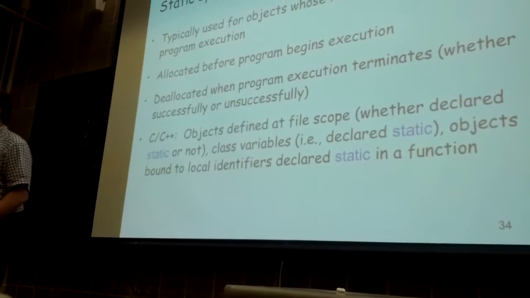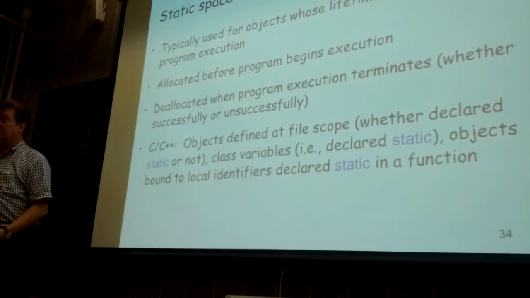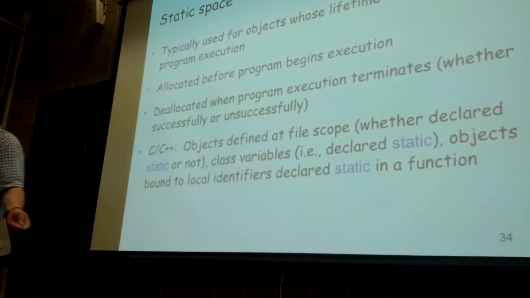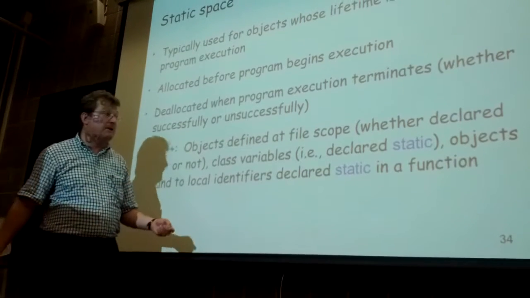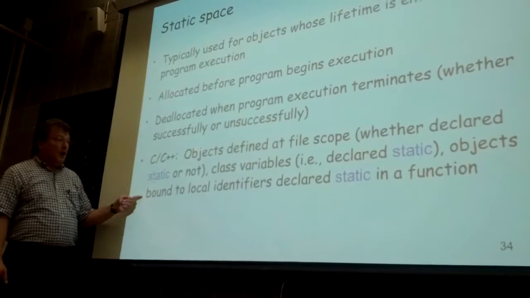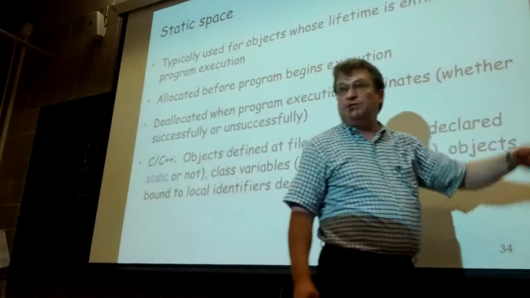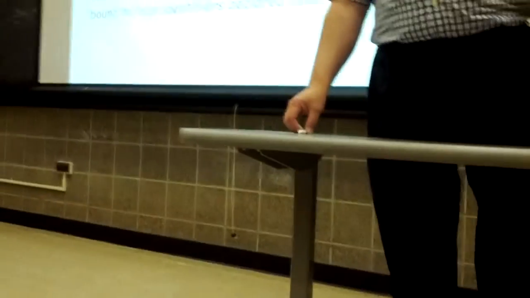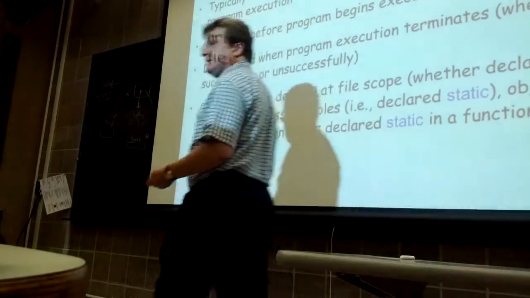Where is the static field allocated, in your opinion? In static space. Why? Because it has to exist for the entire duration of a program. It has to be there even if you didn't create any instances. So that will go in static space. Also, objects bound to local identifiers declared static in a function. That's the example I had before, because those objects have to retain their value across different invocations. Is that clear to everybody?